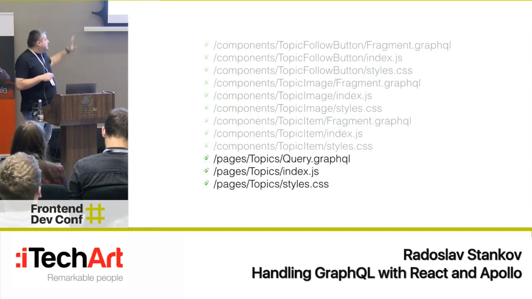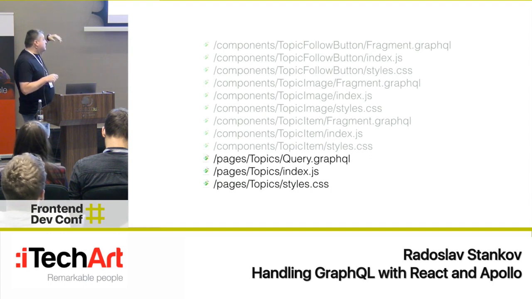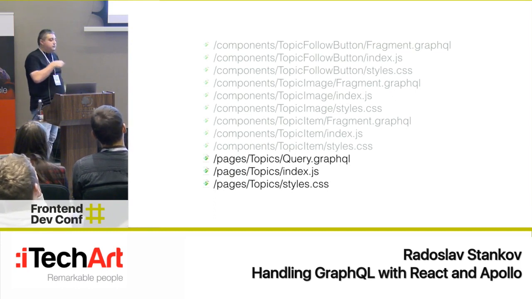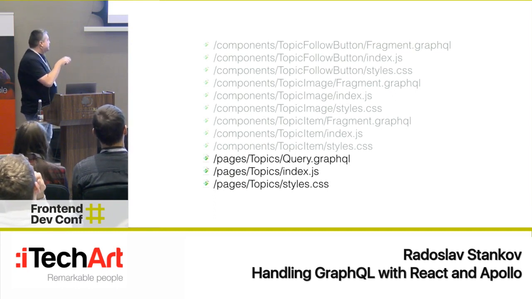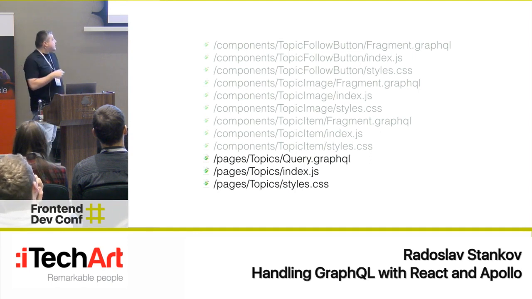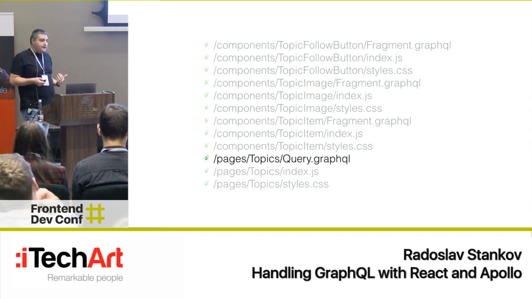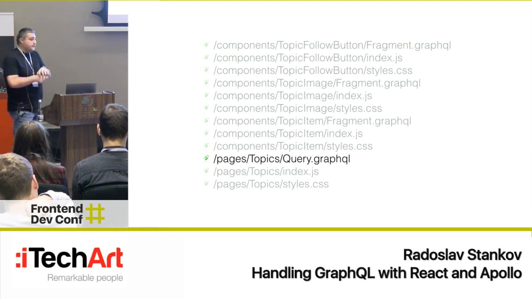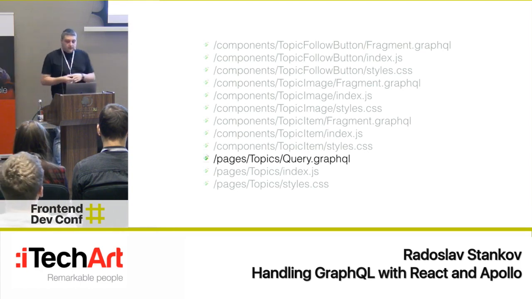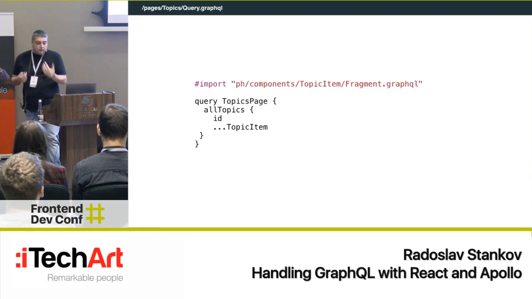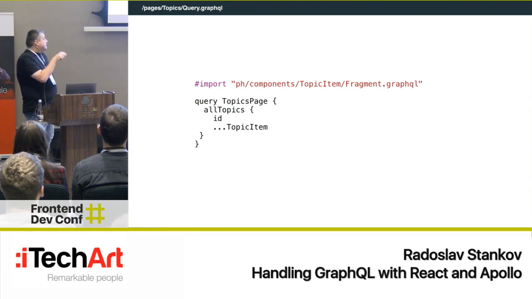So let's go to the page itself. The way we name all the fragments is because they're easy to search. And also if we name the fragment, we don't want to rename the files. We have the same convention for pages. The pages have queries, which is a GraphQL query file. And again, they have index and styles, and the GraphQL query file is actually where the query lives. Like everything else is a fragment, it's called a fragment, and the queries are the ones where we make the query itself. So here we import the topic item fragment to get all the topics.